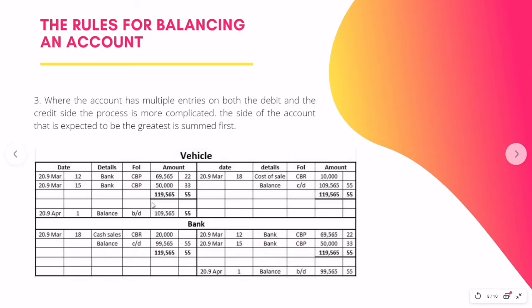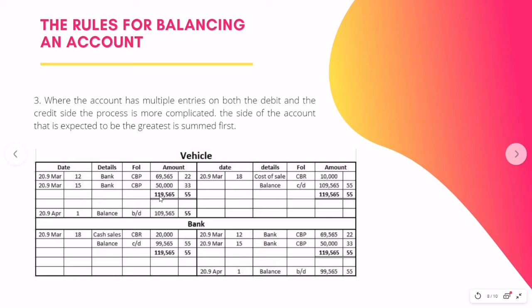So let's look at vehicle. In vehicle, the debit side appears to have more value than the credit side. Let's look at that. We have two transactions on the debit side on the 15th and on the 12th. So the total for this was 119. And on the credit side, we only had one transaction on the 18th, so it was 10,000. So the side that we are going to calculate first will be the one with the greatest value. In this case, it is the debit side with 119.